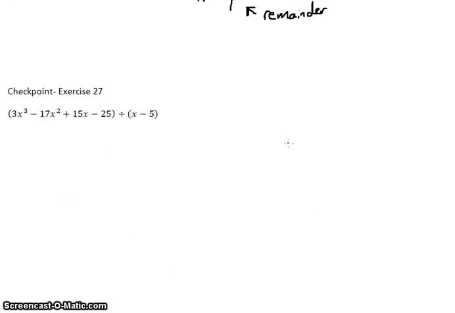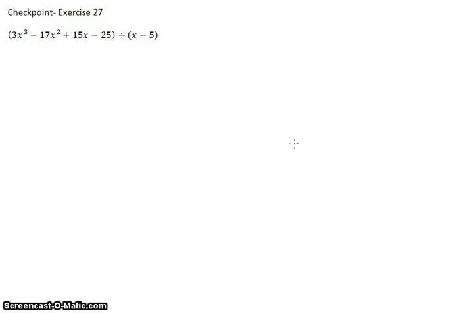Now 27 is a lot easier because they're asking us to use synthetic division. So very quickly, synthetic division is just a product of using the coefficients. So I'm going to write 3, negative 17, 15, negative 25 in order. And I'm going to put in this upper right hand corner the opposite of the number you see. And what I need to do is I first carry down this 3.